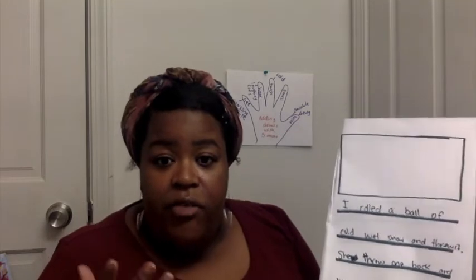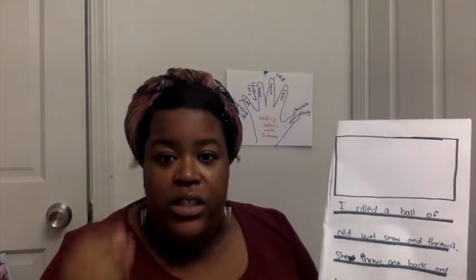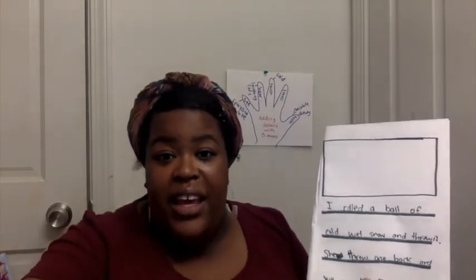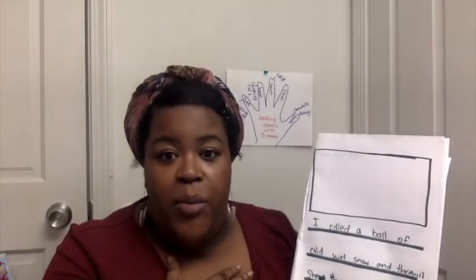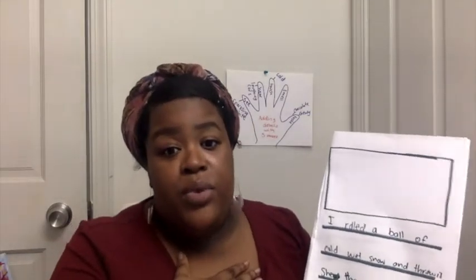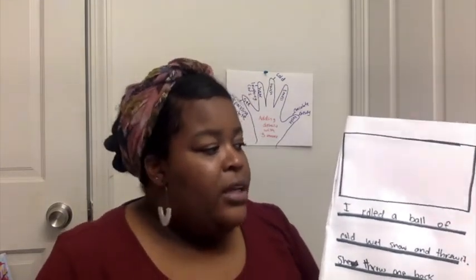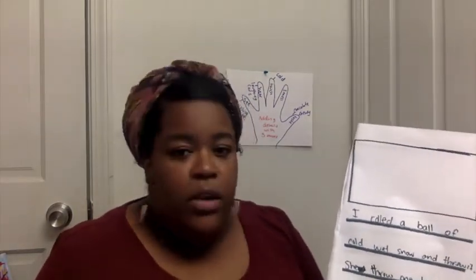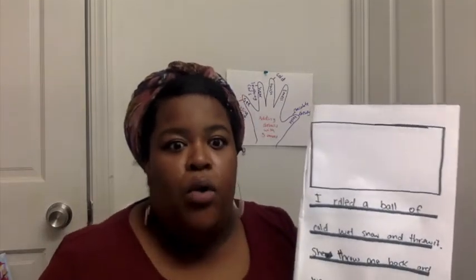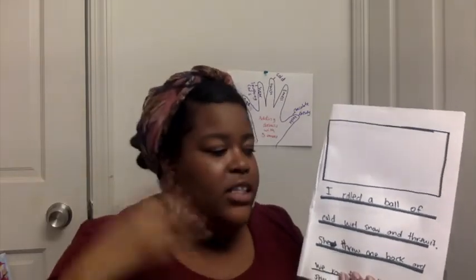So right there, friends, my reader could imagine the snow. It's like they were there. They could almost feel it. That's how I feel when I read a book and the author describes it really well. I feel like I'm really there. And that's what you want to do as a writer. I could have just said, I rolled a ball of snow, threw it. But instead, I said, I rolled a ball of cold, wet snow.